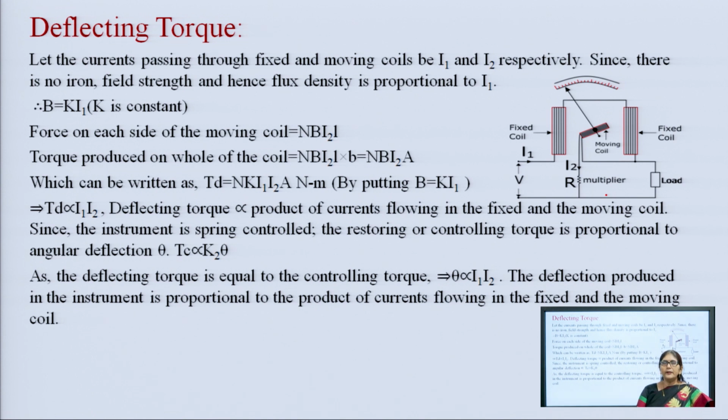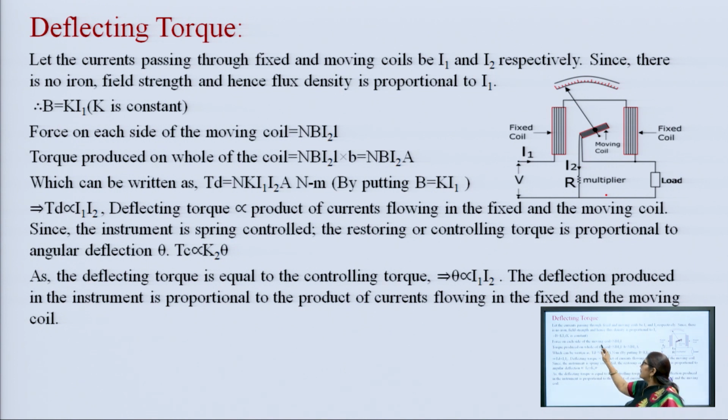Now, the deflecting torque that is produced in a normal electrodynamometer type instrument. Suppose here we can see that the current passing through the fixed coil is I1 and the current passing through the moving coil is I2, and a resistance is also connected with the moving coil. Let the currents passing through the fixed and moving coils be I1 and I2 respectively, then the field strength, and hence the flux density, is proportional to I1. So, here B is equal to K into I1, where K is a constant.